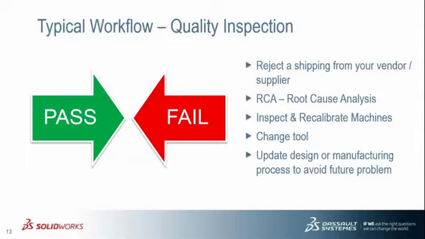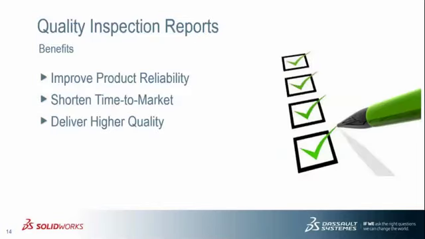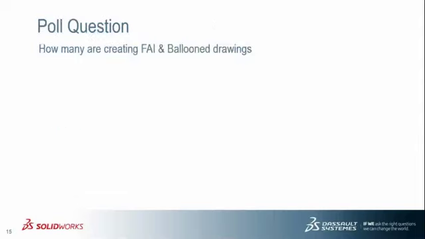It's at this point where organizations either pass the product on for selling or determine the root cause for the degraded quality. Regardless of whether the product passes or fails, there's a significant amount of resources placed in this area. So, if we can create inspection documents faster, we can improve product reliability, shorten our time to market, and ultimately deliver a higher quality product.